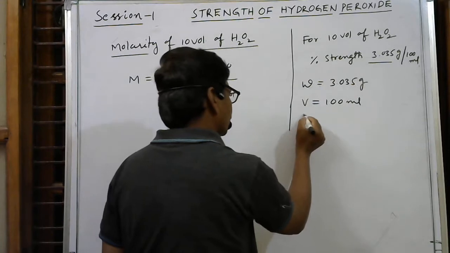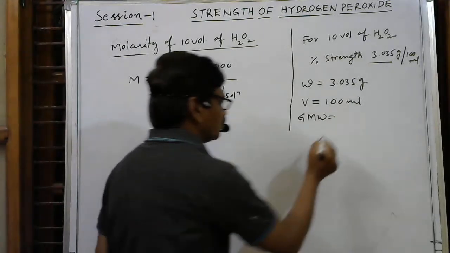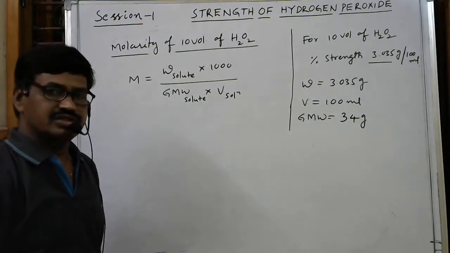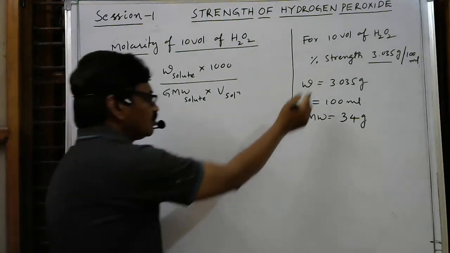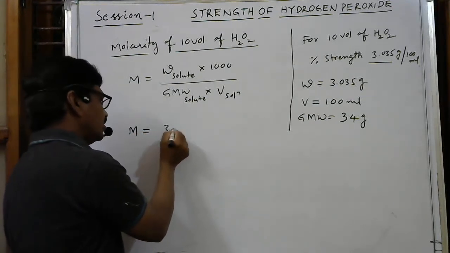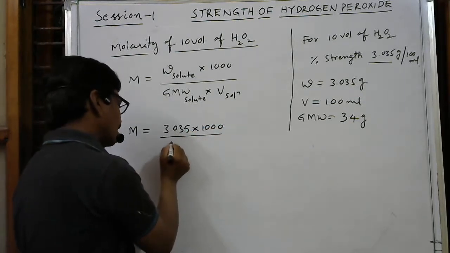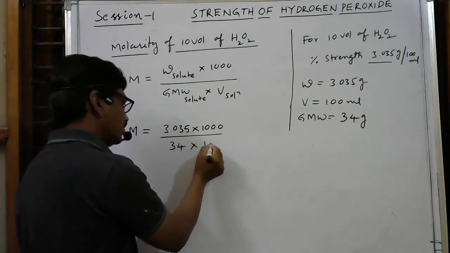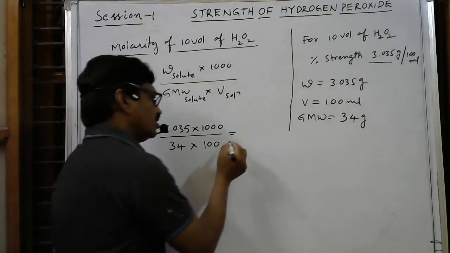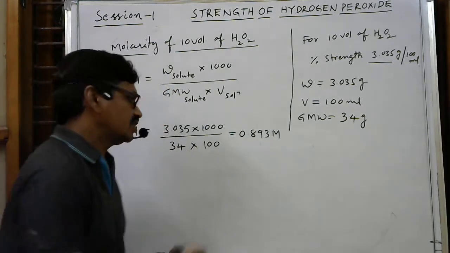Here we need one more term, that is the gram molecular weight of hydrogen peroxide. What is the gram molecular weight of hydrogen peroxide? It is 34 grams. Two hydrogens and two oxygens, 32 plus 2, 34. If you substitute these values, you can get molarity for 10 volumes. So here it is 3.035 into 1000 by gram molecular weight 34 into volume 100. If you simplify this, you get 0.893 M. This is the molarity.